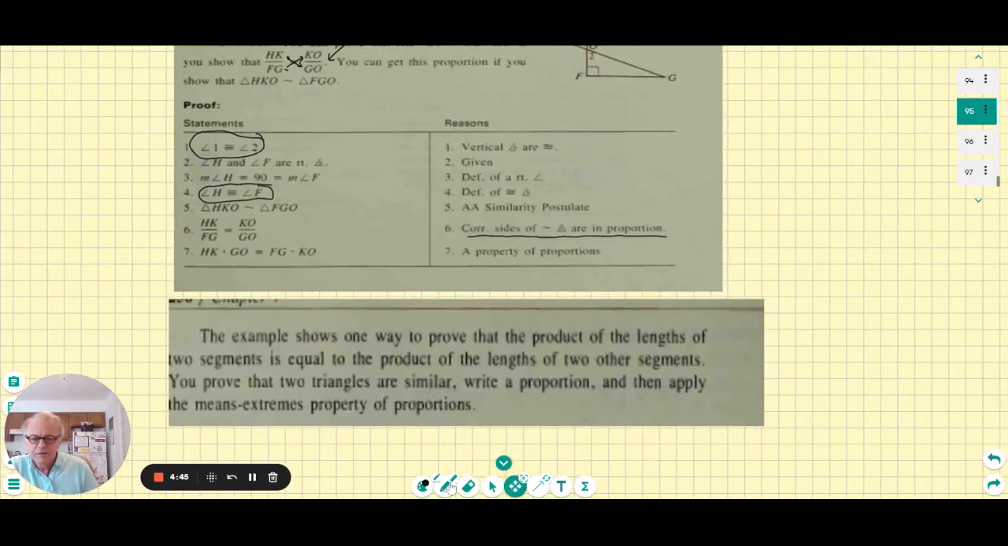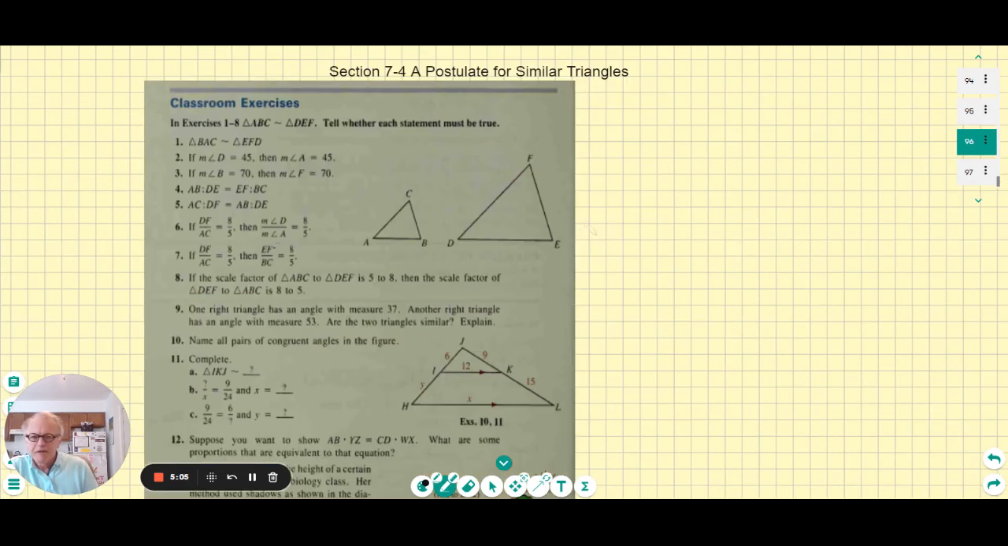This example shows one way to prove the product of the lengths of two segments is equal to the product of the lengths of two other segments. We started by proving the triangles similar, then we wrote a proportion, and then we used the means extremes property of proportions, which is cross multiplying. Okay, so that concludes the brief video for section 7.4, the AA postulate for similar triangles.